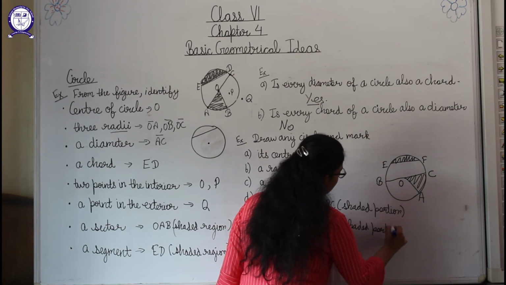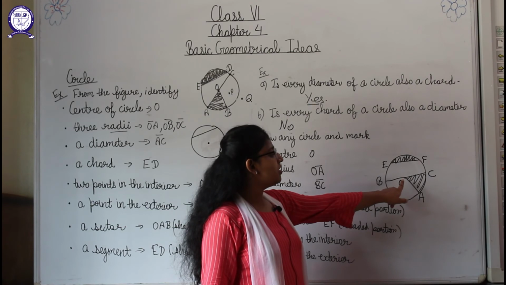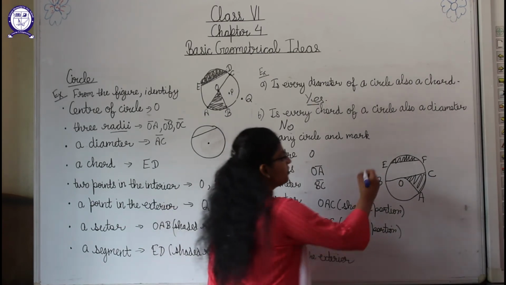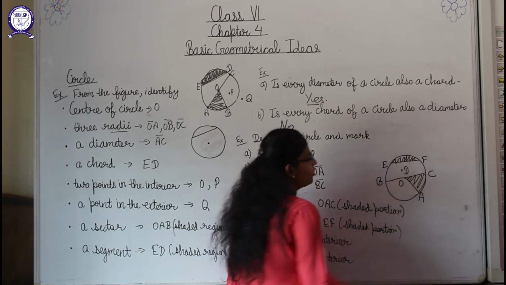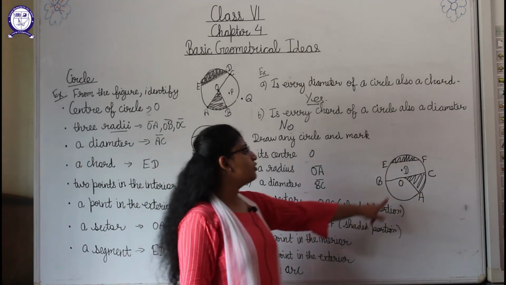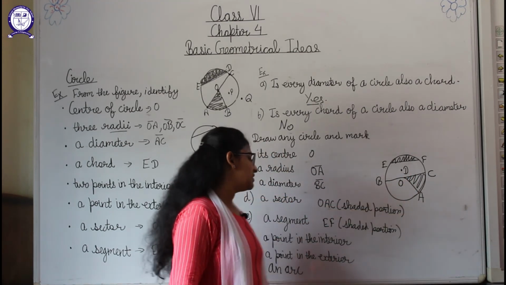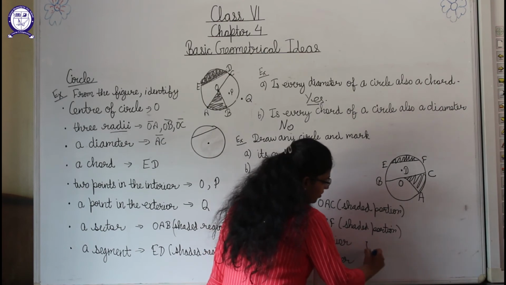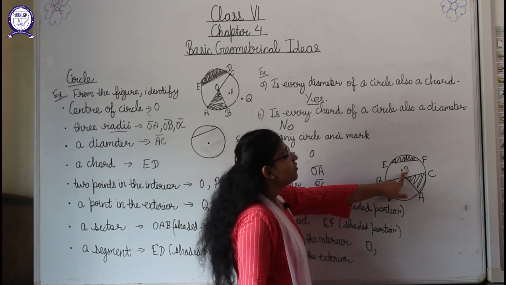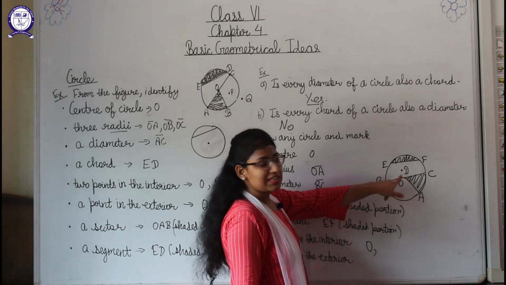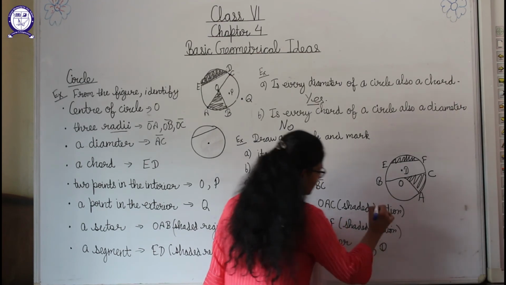Okay, now a point in the interior. Here O is the interior, or you can mark any point and name it as D or any other alphabet, or you can simply say O is at the interior. You can write O as the interior, or you can make any point within the boundary, inside the circle, and write it as an interior point.